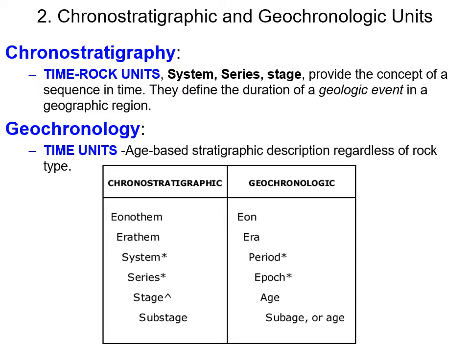So you can have an Ordovician period. How do you know you had an Ordovician period? Well, because of the rocks and fossils that make up the Ordovician system. So to recap, we have lithostratigraphy, which is just rocks. We have chronostratigraphy, which is time in a rock context, and then geochronology, which is just pure abstract time.